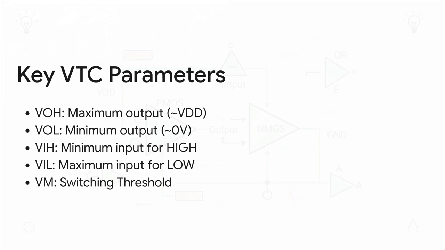VIH is the absolute minimum voltage the input needs before the gate officially declares, okay, I'm calling this a high. VIL is the maximum it will accept as a low. And sitting dead center is VM, the switching threshold. So if your power supply is 1.2 volts, your VM is balanced perfectly right around 0.6 volts. It's the ultimate tipping point.